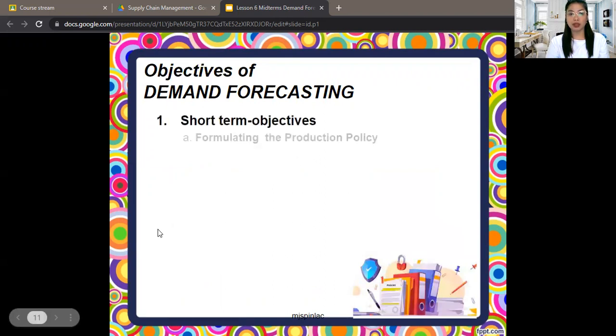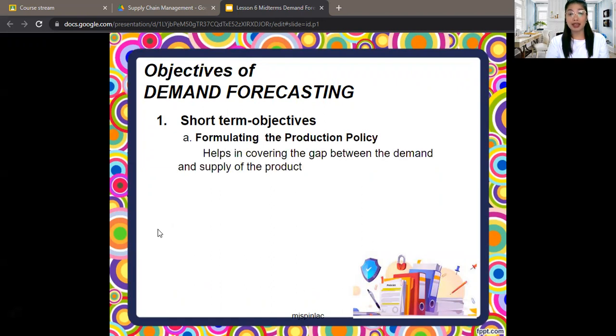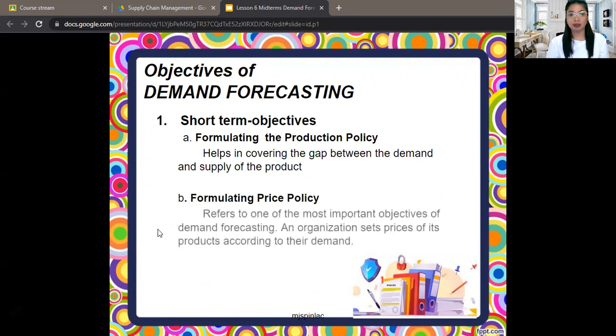For the short-term objectives, letter A is formulating the production policy. This helps in covering the gap between the demand and supply of the product. Letter B is formulating price policy. This refers to one of the most important objectives of demand forecasting. An organization sets the price of its products according to their demand.